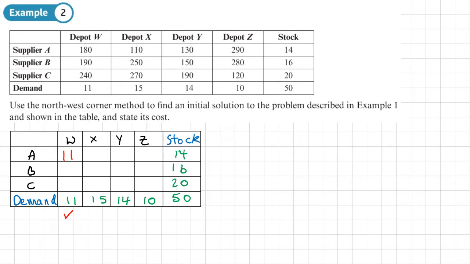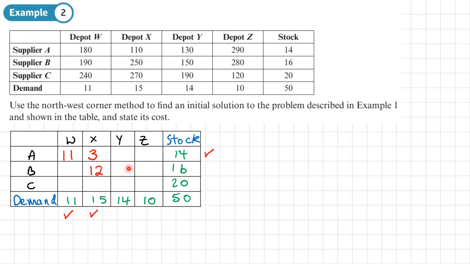So what we'll do is we'll give those 3 units of stock to depot X. Now depot X requires 15 units of stock. They've only got 3. They need another 12 units of stock, which I can grab from supplier B. So I'm going to put 12 down here. So now depot X has its supply met, and I can put a tick at the side here to say that I've used up all the stock of supplier A. So W's happy, X is happy.